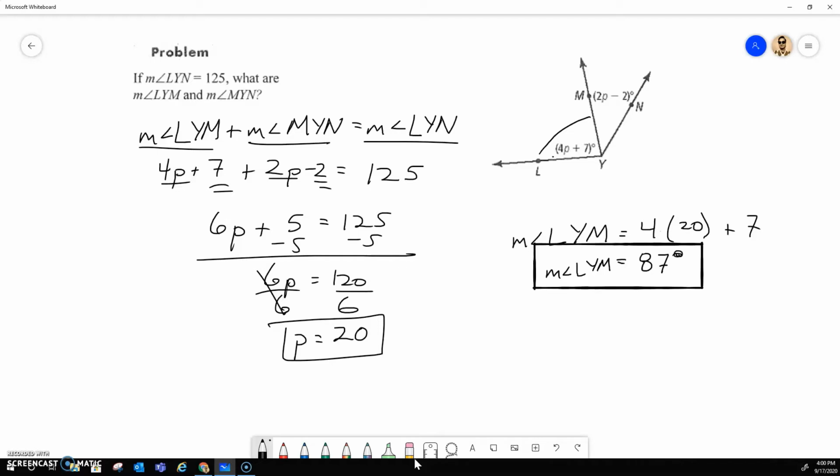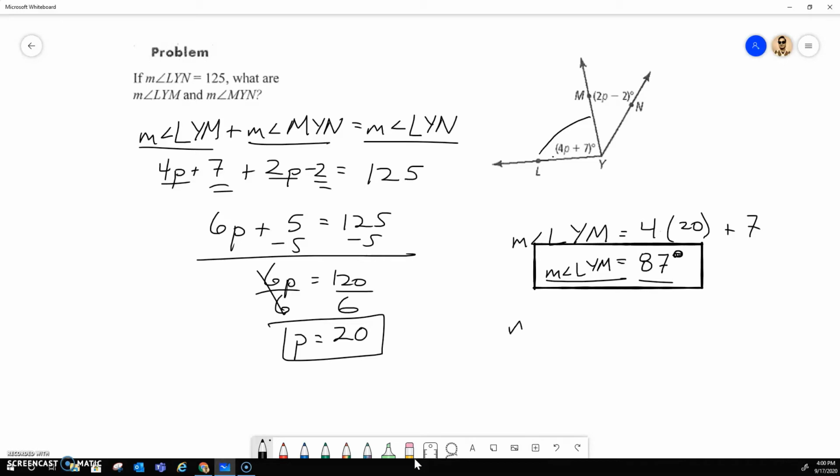And I always want you to make sure you have your units. If it's an angle measure, make sure you have your degree symbol over here. I also want you to tell me in your answer what you're looking for. So don't just include a number. That's just a floating number. I don't know what that applies to. Make sure your answer includes that you're saying that the measure of angle LYM is 87 degrees.